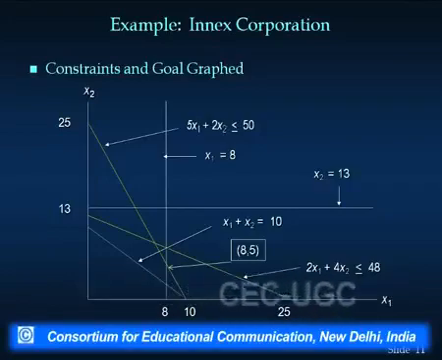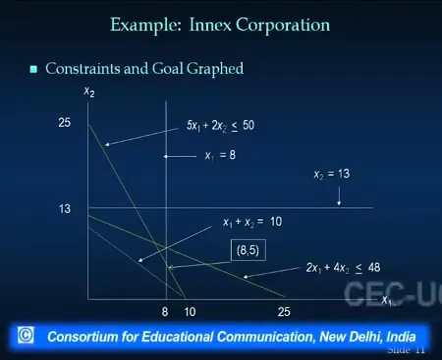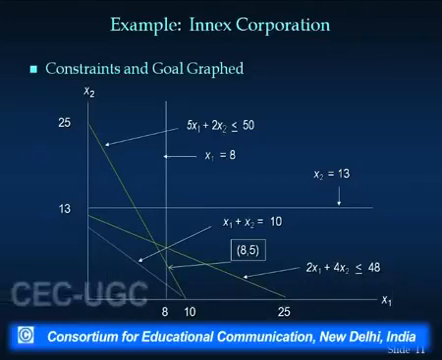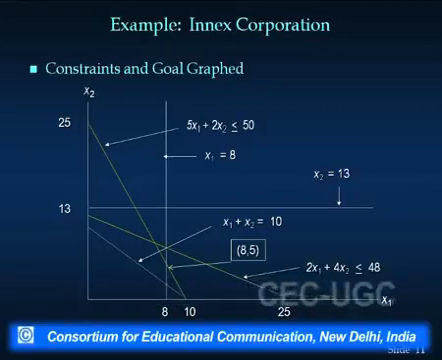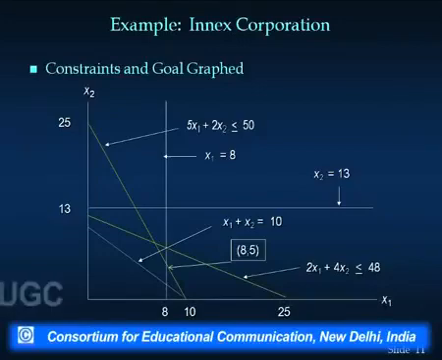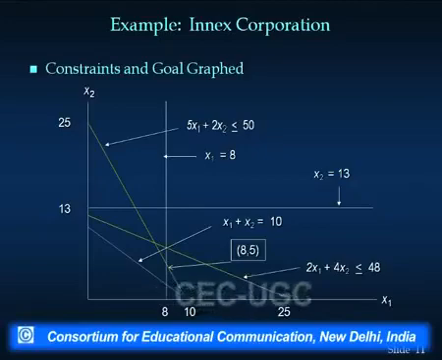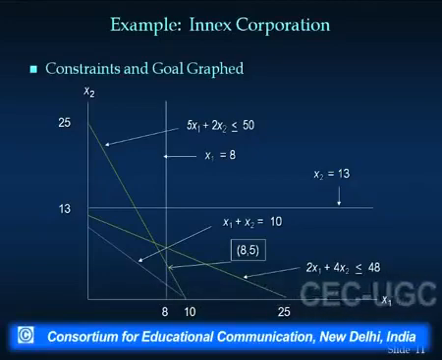First goal was a total minimum of 10 units of production. Our production is 8 plus 5, 13. And the second priority was a minimum of 8 units of product A be produced, and we are producing 8 units of product A. Both these priorities have already been fulfilled.